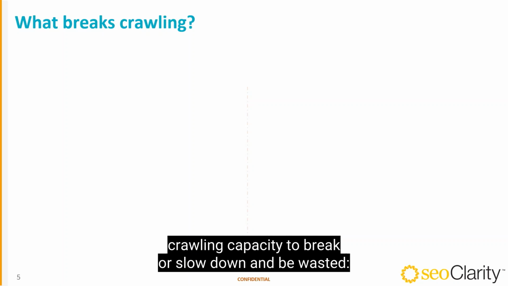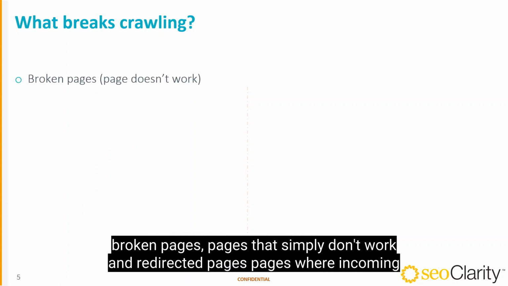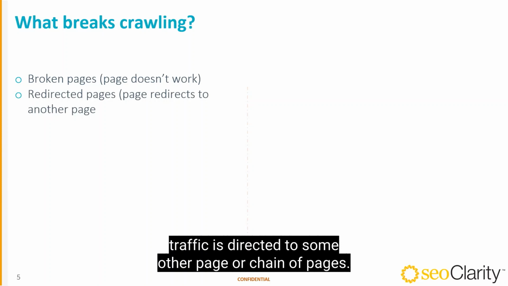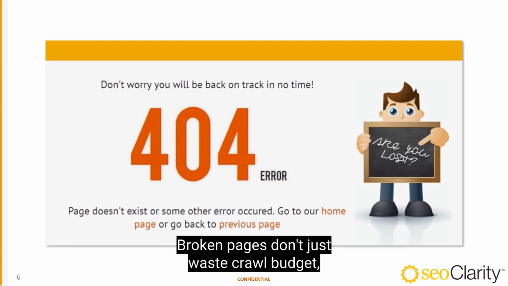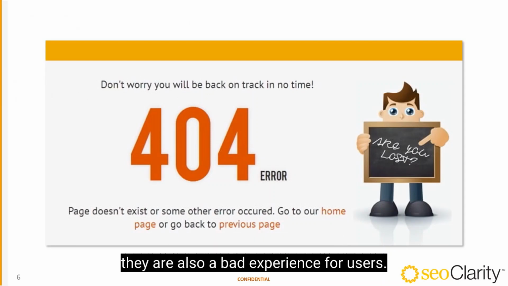Here are the issues that most often cause crawling capacity to break or slow down and be wasted. Broken pages, pages that simply don't work, and redirected pages, pages where incoming traffic is directed to some other page or chain of pages. Broken pages don't just waste crawl budget, they are also a bad experience for users.